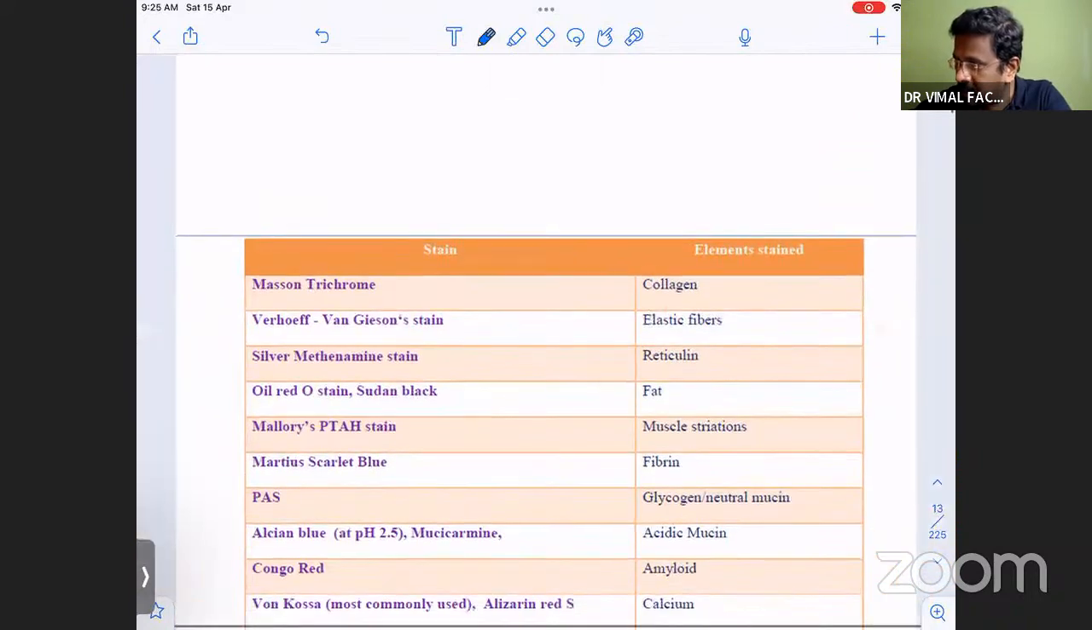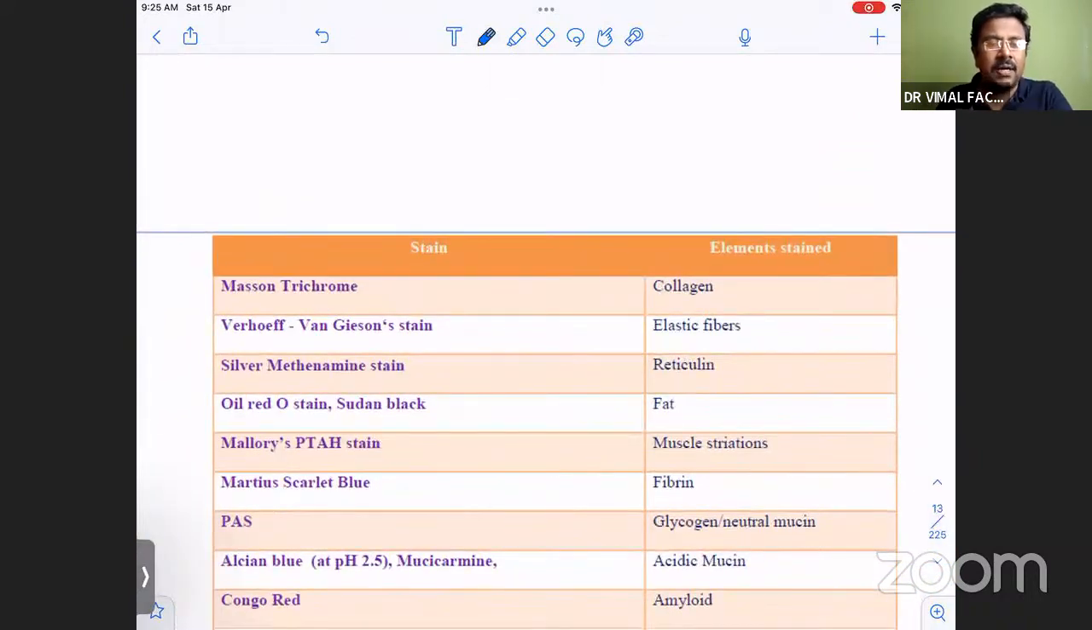Now let's quickly go through this table column. Masson trichrome is the special stain for collagen fibers. The collagen fibers will appear blue in color. In myocardial infarction, old infarcts will be replaced by the collagen scar, so it will be Masson trichrome blue in color.